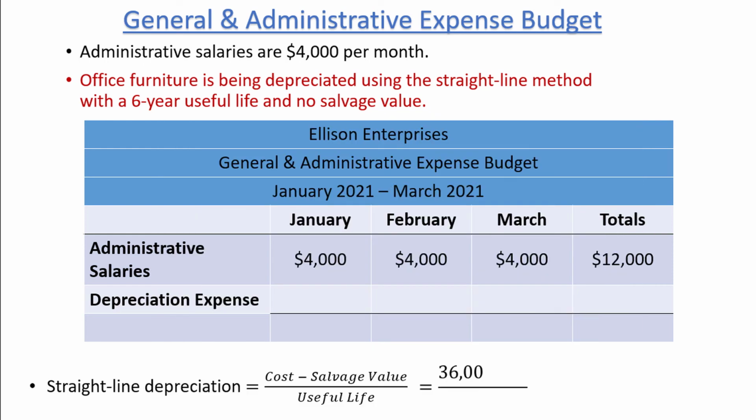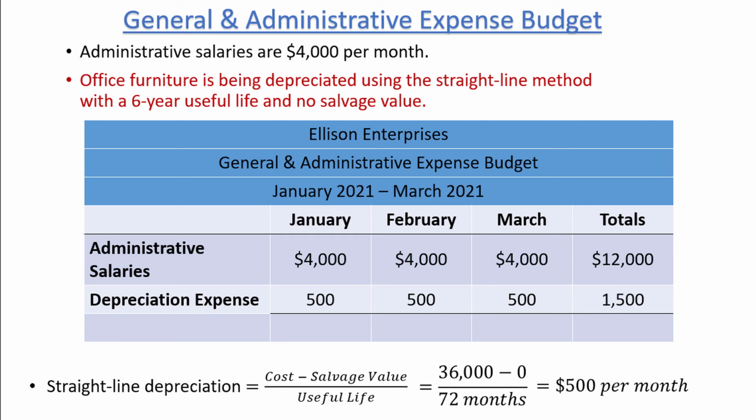So we have $36,000 minus $0 since there was no salvage value, divided by 6 years for the useful life. But instead of using 6 years, it might be more useful to use 72 months, which is 6 times 12, as that way we will get a monthly depreciation rate instead of a yearly one. $36,000 divided by 72 equals $500. So the depreciation expense per month is $500. So we add that to our budget. Totaling up the depreciation, we get $1,500.